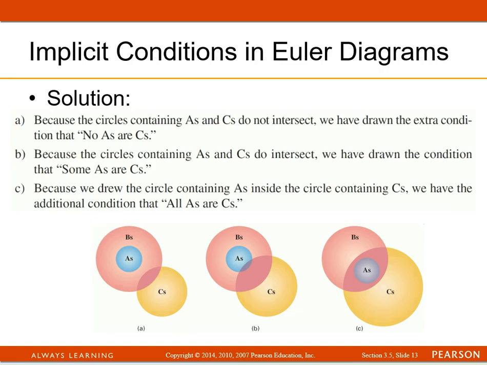There they go. That's everything I just said. Because the circles containing A's and C's do not intersect, we have drawn the extra condition that no A's are C's. And then in B, because the circles containing A's and C's do intersect, we have drawn the conclusion that some A's are C's. And then the last one, because we drew the circle containing A's inside the circle containing C's, we have the additional condition that all A's are C's. And there you go.